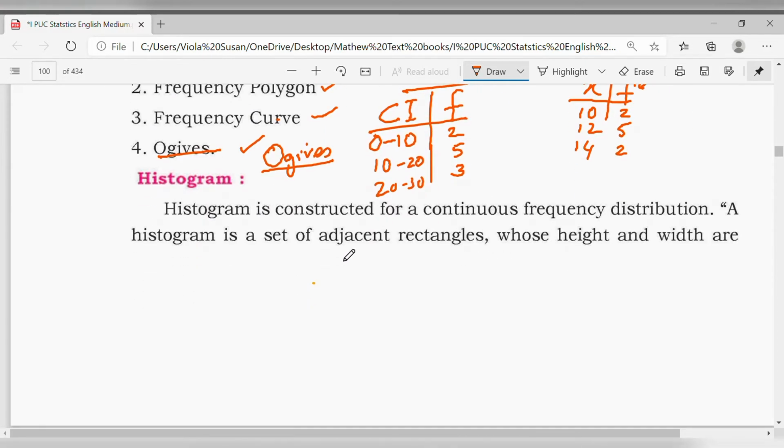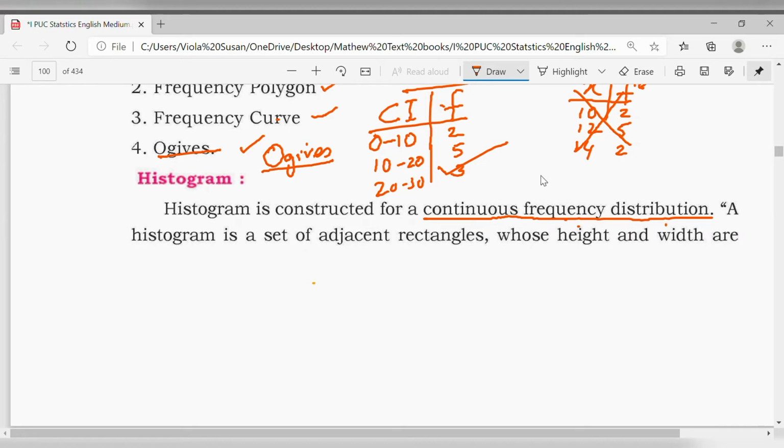It's called histogram. What they said is, histogram is constructed for whom, students? For continuous frequency distributions. Continuous frequency distribution means this type, class intervals and frequencies. Keep it in mind when they said histogram is constructed for continuous frequency distributions. That's it. So you will not be seeing anything regarding discrete frequency distribution.